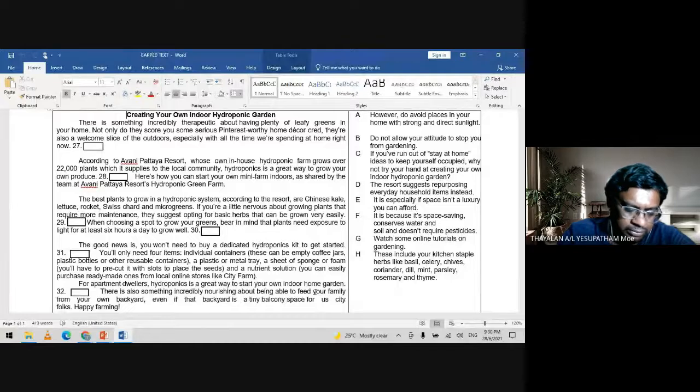The good news is you won't need to buy a dedicated hydroponic kit to get started. The resort suggests repurposing everyday household items instead. You'll only need 4 items: individual containers. These can be empty coffee jars, plastic bottles or other reusable containers. A plastic or metal tray, a sheet of sponge or foam. You'll have to pre-cut it with slots and place the seeds. And a nutrient solution, you can easily purchase ready-made ones from local online stores like City Farm.